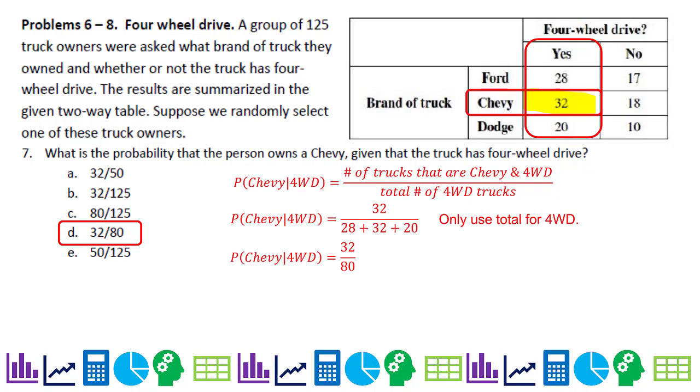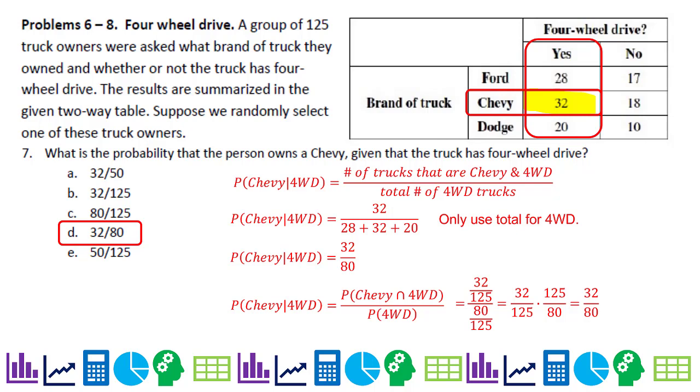I can also do this with a formula. Probability of Chevy given four-wheel drive is the same as probability of Chevy and four-wheel drive over probability of four-wheel drive. So Chevy and four-wheel drive is 32 out of 125. Probability of four-wheel drive is 80 out of 125. And then since you're dividing two fractions, use the reciprocal and multiply, and you get 32 over 80, which is the exact same answer. So you can approach these problems a couple different ways.